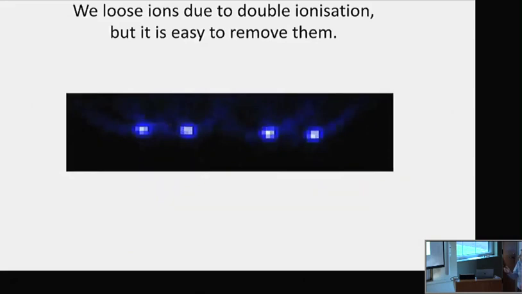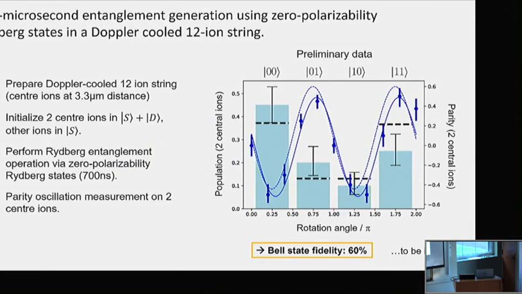What we now did is we went to a 12-ion string and only used the center two ions, and we went to the zero parasitability states. We did, apart from that, the complete equal sequence that we had before. Now the ion distance, instead of 4.2 micrometer, is 3.3 micrometer. Due to that, we have a speed up that is compensating for the zero parasitability states, and we apply the same sequence apart from that.